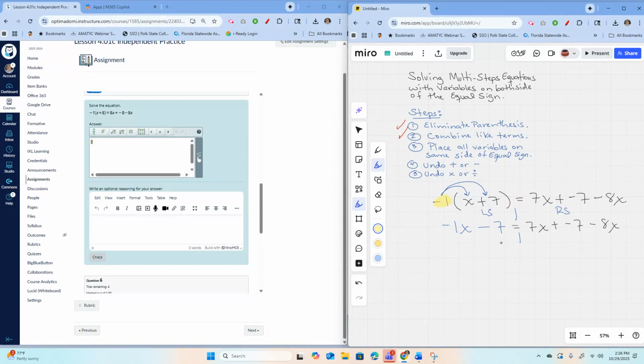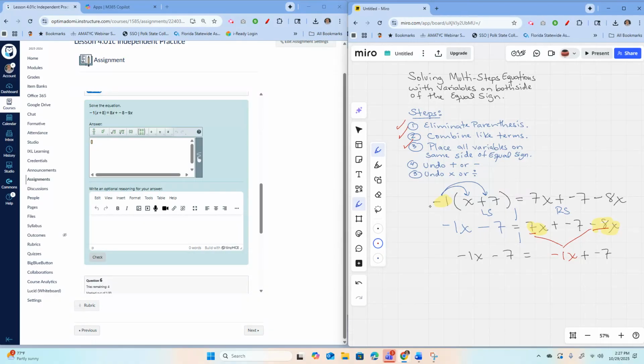Now, when I go to the right side of the equal sign, I notice that this 7x and this -8x have the x in common. So what I'm going to do with the numbers in front of each x is add them. And when I add those two, I get -1, and I keep the x. And then I write the rest of what I have, plus -7. And then, of course, on the left side, I still have the -1x and the -7. I should have written that first. Okay, and we did step number 2.